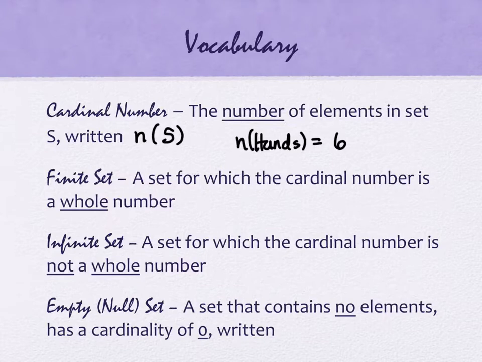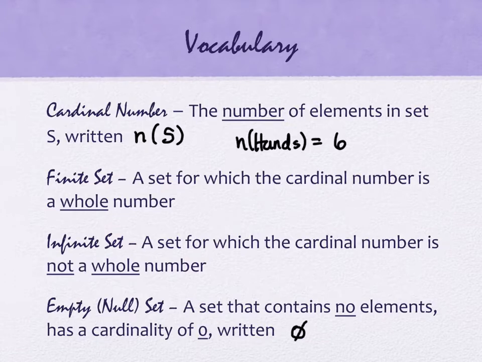Infinite. This is probably my favorite one, the null or the empty set. So if you hear me say empty set or hear me say null set, that's the same thing. This is a set that contains no elements. It has a cardinality of 0, because there's nothing in it. And it has a couple of different ways it can be written.